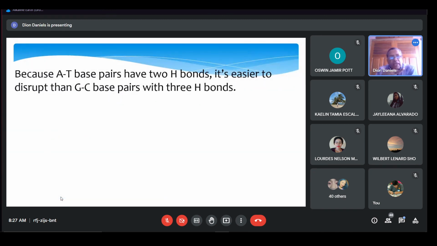So because A and T base pairs have 2 hydrogen bonds, it's easier to disrupt than GC base pairs with 3 hydrogen bonds. You learn that from chemistry, right? So 3 bonds are more difficult to break than 2, and 2 are more difficult to break than a single bond.